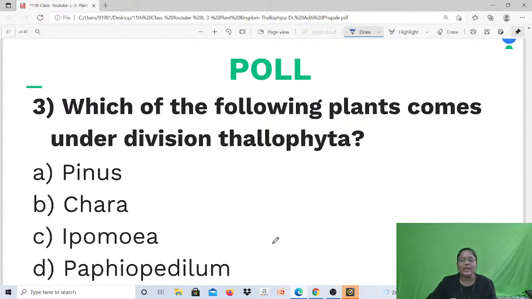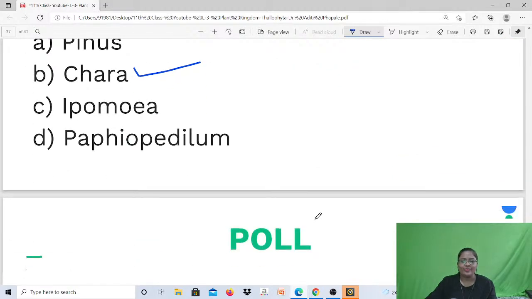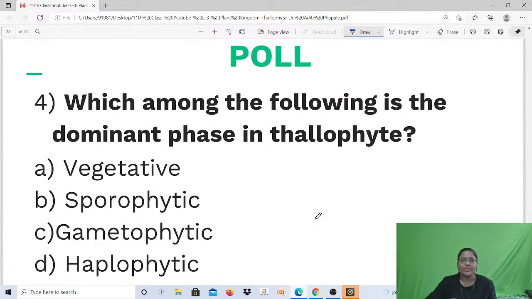Come on, write in the chat box. Okay, answer is Chara. Okay, next. Which among the following is the dominant phase in Thallophyta? Vegetative, sporophytic, gametophytic or halophytic. Which is the dominant phase in Thallophyta? The answer is gametophytic.